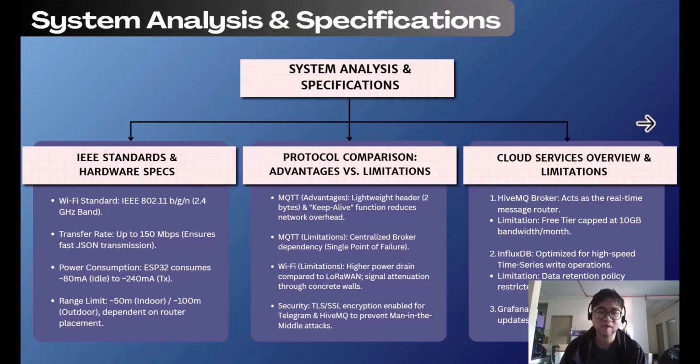So we use HiveMQ as a message broker, but it's limited to 10 GB bandwidth per month, and InfluxDB is optimized for time series data with a retention limit of 30 days on the free tier, and Grafana is here to provide real-time data visualization for the trend analysis.